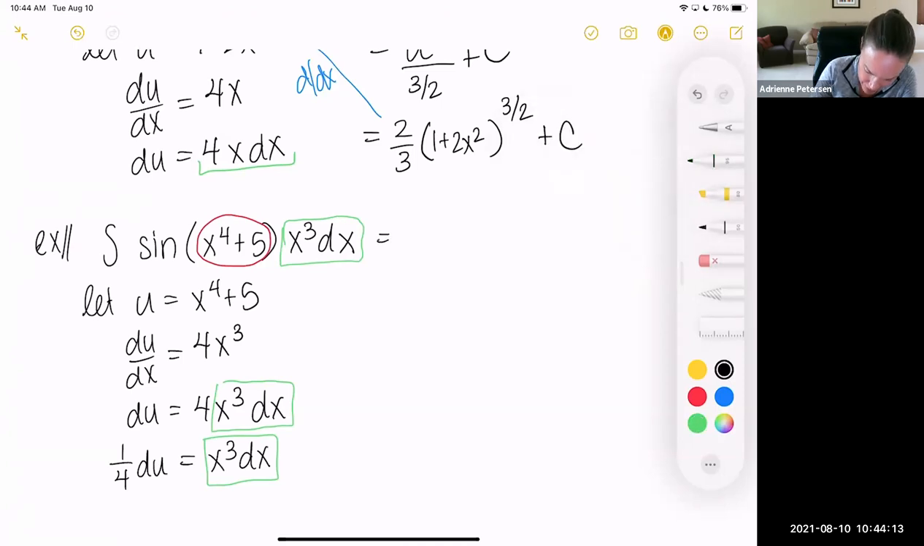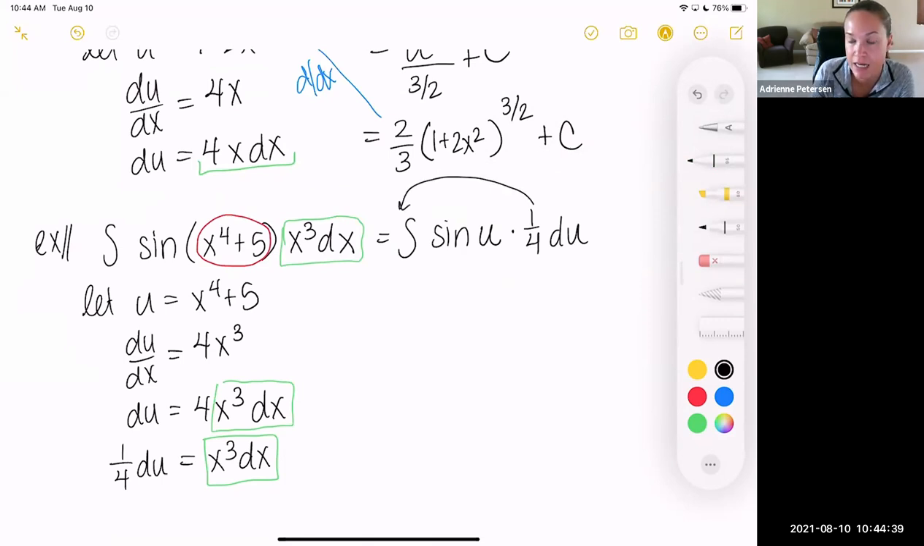Okay, so here's how it looks. We have the integral of sine of x to the fourth plus 5, that is u. And now x cubed dx, we just figured out that's not equal to du, it's equal to 1/4 du. Our next step is applying our rules of integration. We know that we can pull this constant out in front, our constant multiple rule. So now I have 1/4 times the integral of sine of u du.